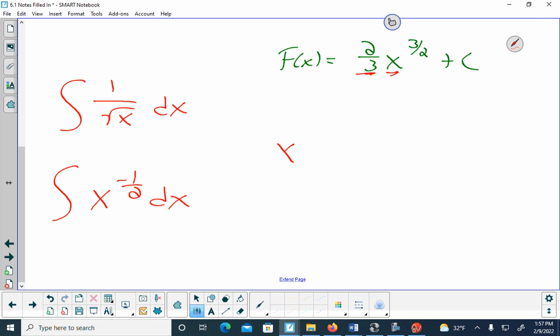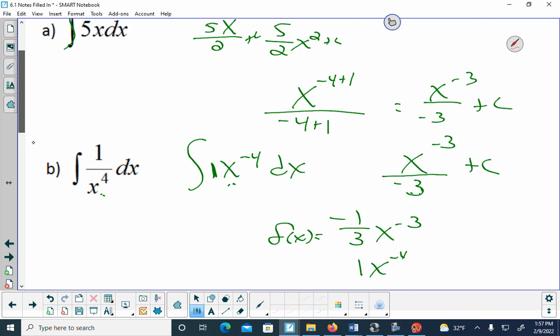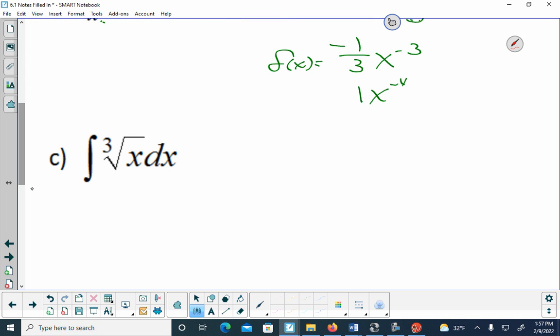So I'm doing x to the negative 1/2 plus 1 over negative 1/2 plus 1. So I'm going to get x to the positive 1/2 over 1/2, so multiplied by 2 over 1. So I'm going to end up with 2x to the 1/2 plus c. That's not too bad, is it? Okay, try that one.